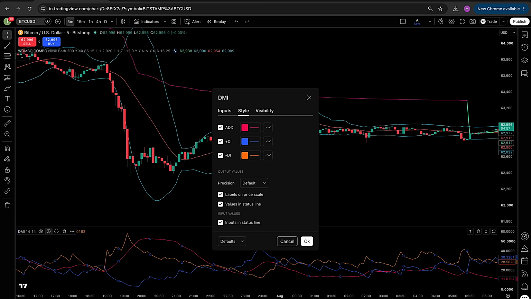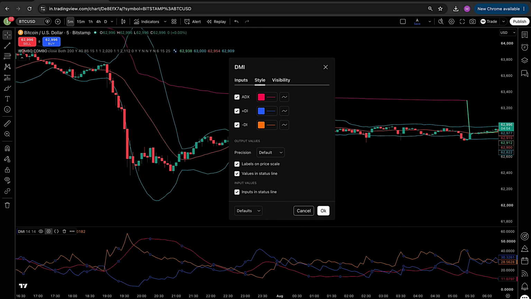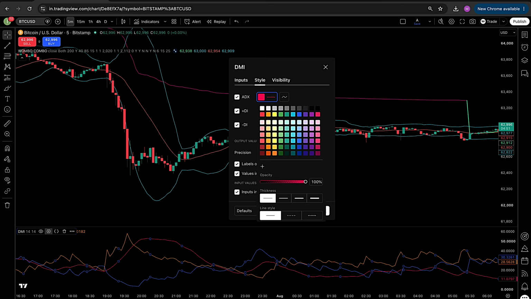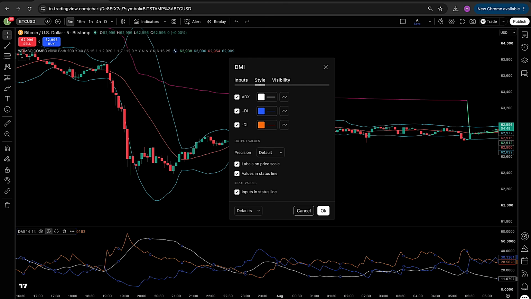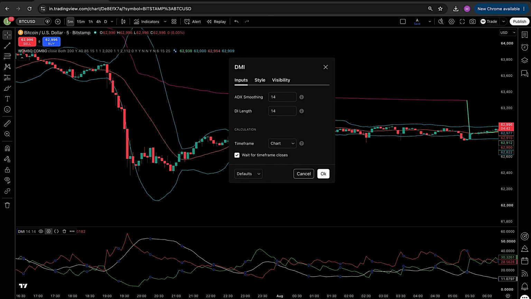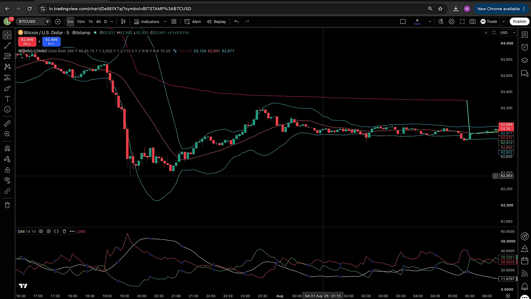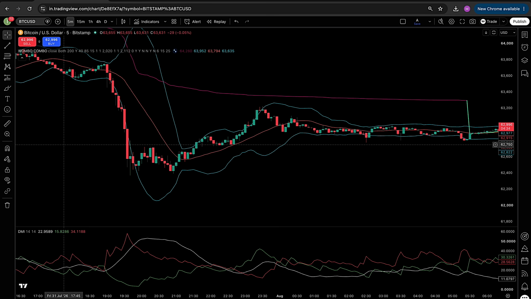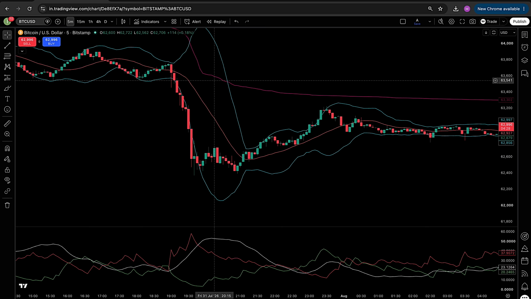I'll go into its settings. In the settings, you'll see ADX, DI+, and DI-. What I'll do is make them wider because that's how I generally use them. I'll make this one green. I'll make this one red, and in the inputs, the ADX smoothing will be 14 and the DI length will also be 14. So we'll leave these as default and click OK. Now both of our indicators are set up.